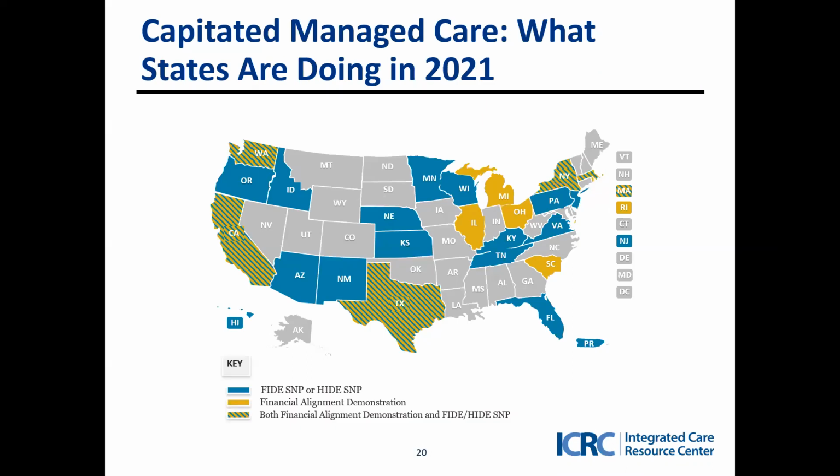All right, so to close out the section on capitated managed care, we just wanted to give you a bigger picture of what the capitated managed care landscape is looking like. So this map shows what states have integrated DSNPs, including HIDE and FIDE SNPs, financial alignment demos, or both as of this year. Next slide, please.